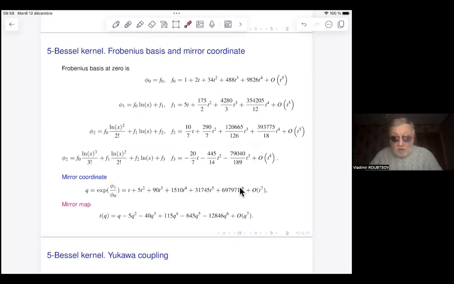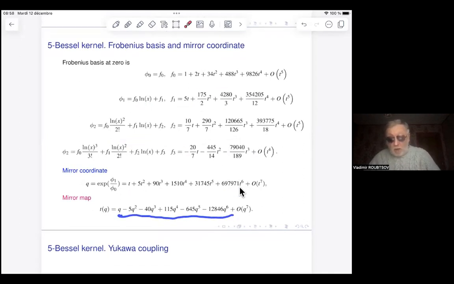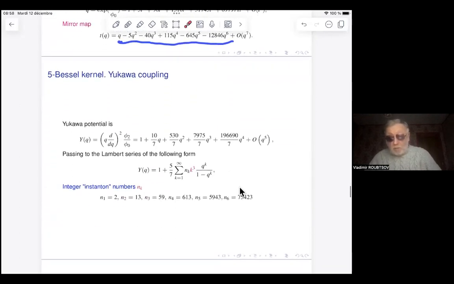But if we take the mirror coordinate q, which is the exponential of phi sub 1 over phi sub 0, we again have integrality for coefficients. And of course, we again have a mirror map, which is the inversion of the series in terms of Q, and it's again integer. If we go to the Yukawa potential and explicitly write it in terms of Q, of course, it's no more integer. But when we go to the Lambert series, we obtain again, up to this coefficient, before it was 1 over 5, now it's 5 over 7, this expression with integer series n sub k, which are analogs of instanton numbers.